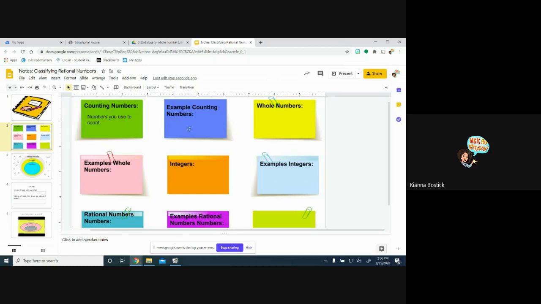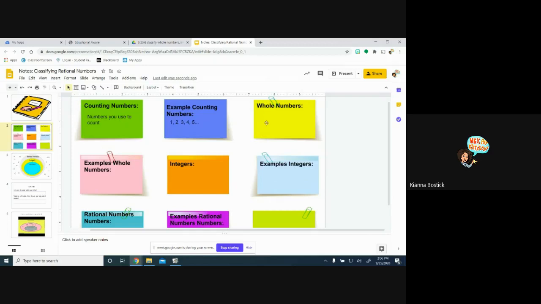Under examples of counting numbers, we're going to put some examples. So it would be 1, 2, 3, 4, 5, and I'm going to put some dots so I can show that it goes on for a while. I'm going to use my commas to separate my numbers. So we have 1, 2, 3, 4, 5, and so on. They're just numbers that we use to count.